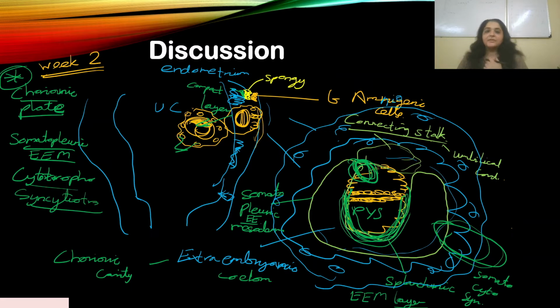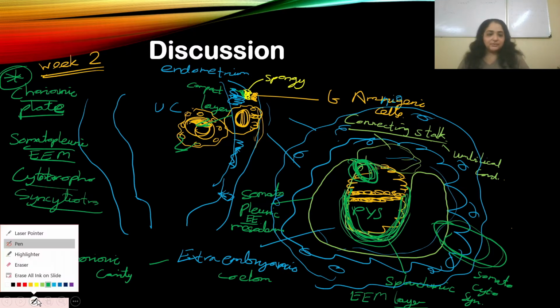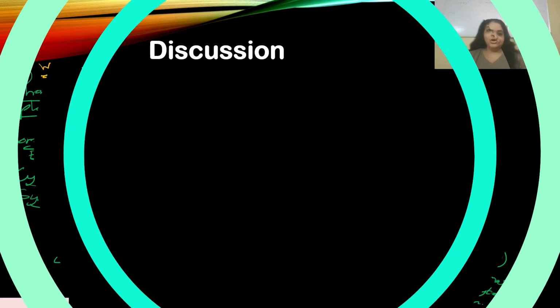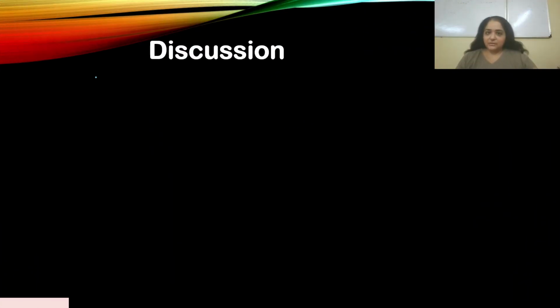Now all this is happening in week 2. A lot of development has happened in week 2. The inner cell mass has differentiated, extraembryonic mesoderm is formed, it has formed those 2 layers, and the extraembryonic coelom is formed, which will eventually become the chorionic cavity. Now it's preparing itself to form the baby, the fetus. All right, so this is all part of week 2 of development. I hope this is clear. Till now we have seen week 2 of development.